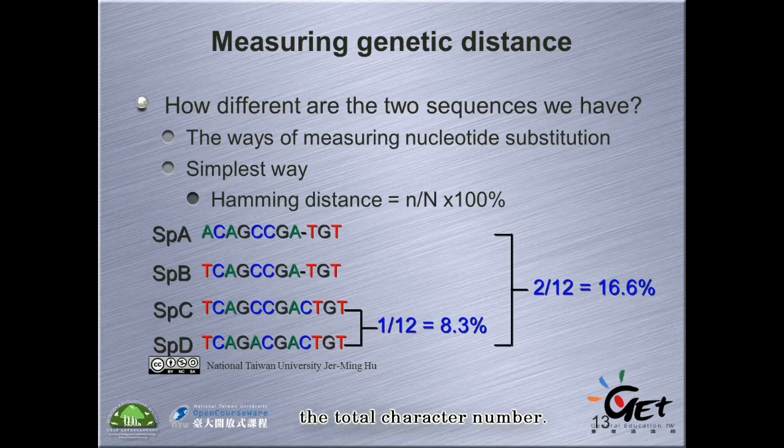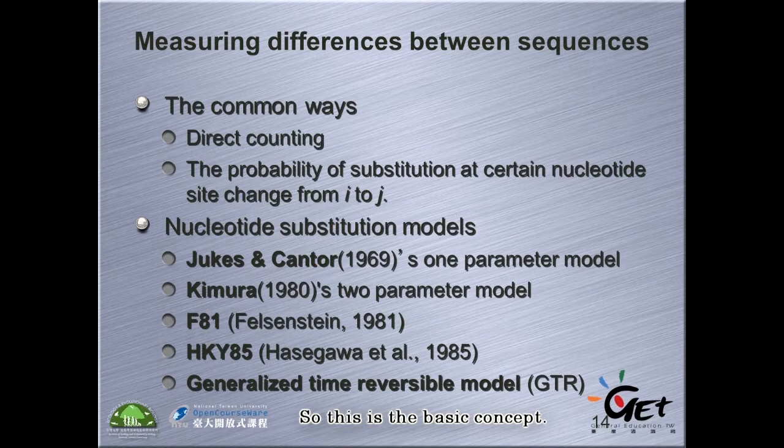In this case, for example, for SPC and SPD, there's one difference between them. So it will be 1 divided by 12, which is 8.3%. So that's the simplest way. And for A and D, there's 16%. So you will know the differences. It means that C and D are most closely related, probably, compared to A. So this is the basic concept.